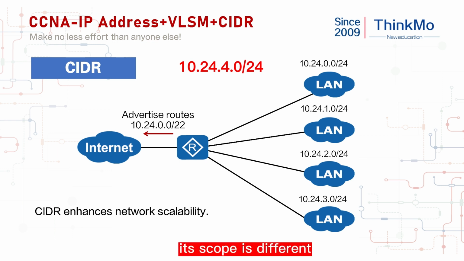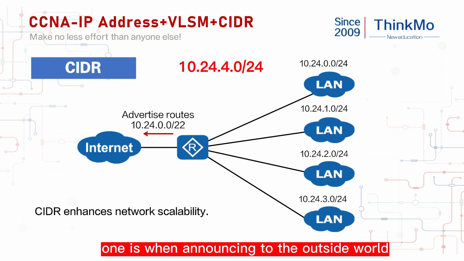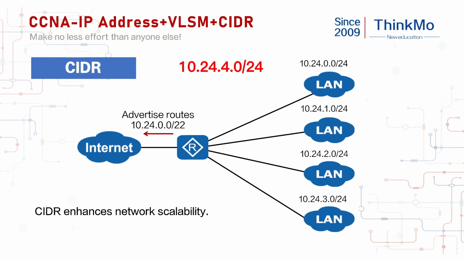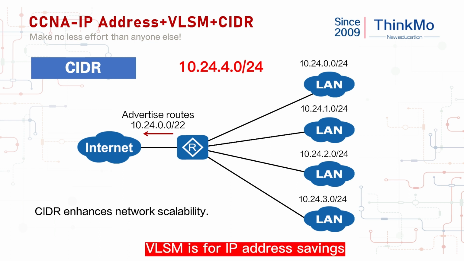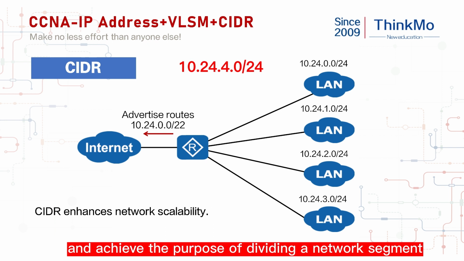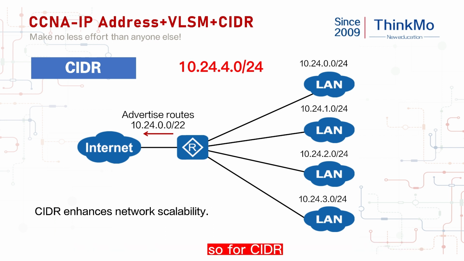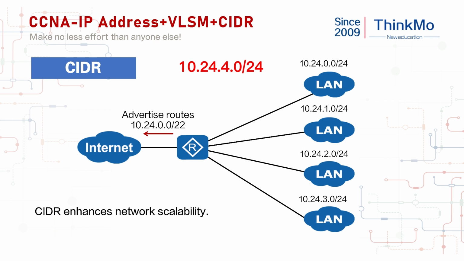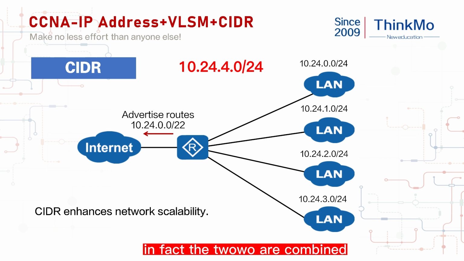Their scope is different. One is internal digestion, its own data distribution. One is when announcing to the outside world, announcing a condensed message. One acts internally, one acts externally. VLSM is for IP address savings and achieving the purpose of dividing a network segment. CIDR is to optimize the number of entries and reduce announcement items. In fact, the two are combined.